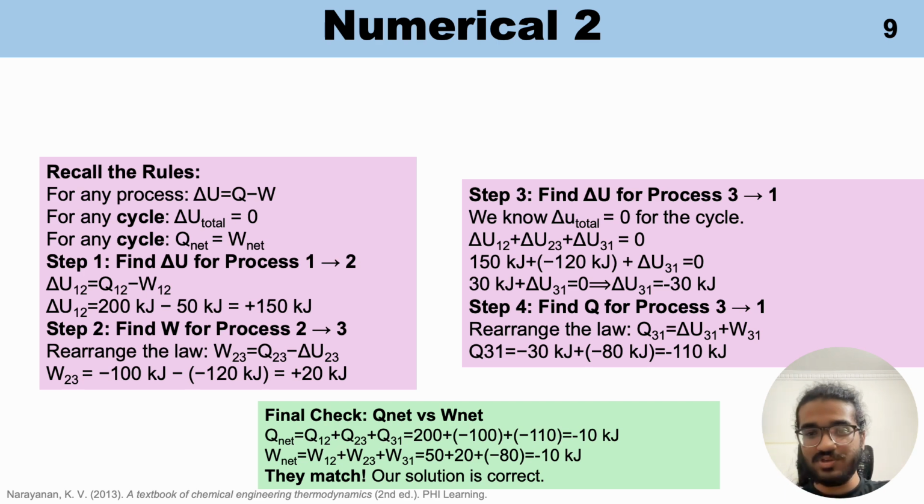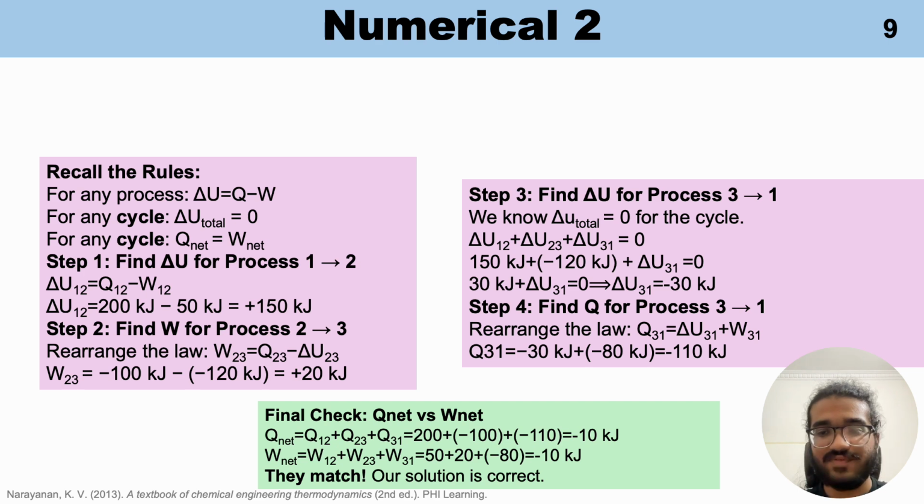We'll use two main rules, which is change in internal energy is equal to net heat transferred minus the work for any single step, and we can take that change in internal energy is equal to 0 for the whole cycle, because for a cyclic process the change in internal energy is 0. For the first process from 1 to 2, change in internal energy is equal to Q minus W, which is 200 minus 50, giving us 150 kilojoules.